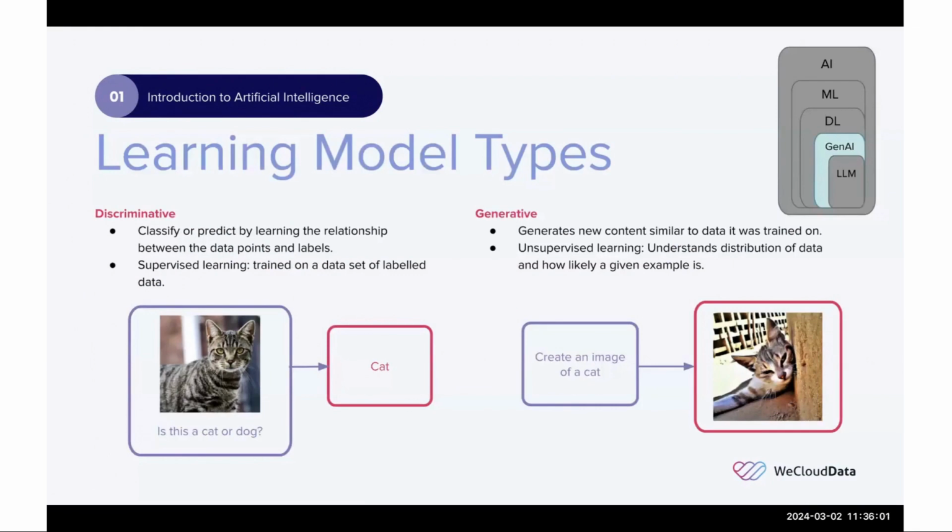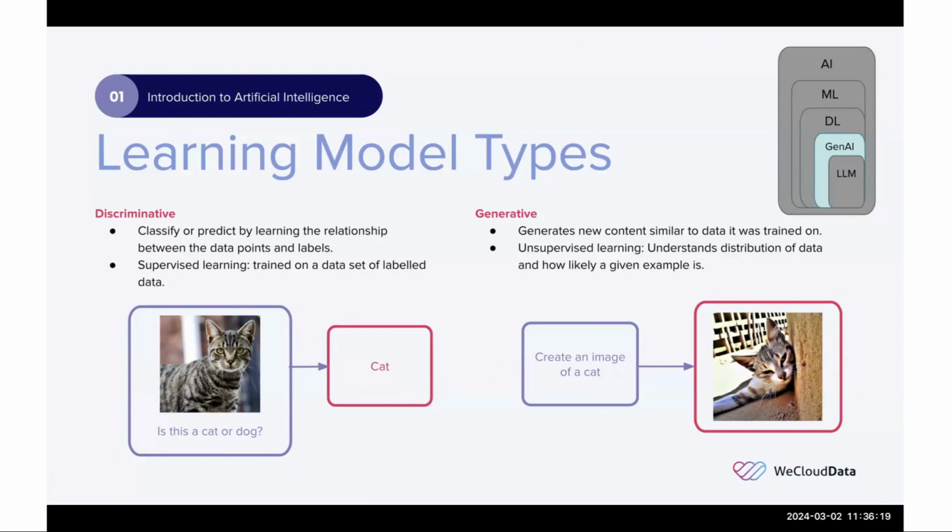There are different types of learning modes, right? There are the descriptive models where you can do classification. You show a picture of a cat, and you want the machine learning model to classify this image and say, is it a cat or a dog, right?